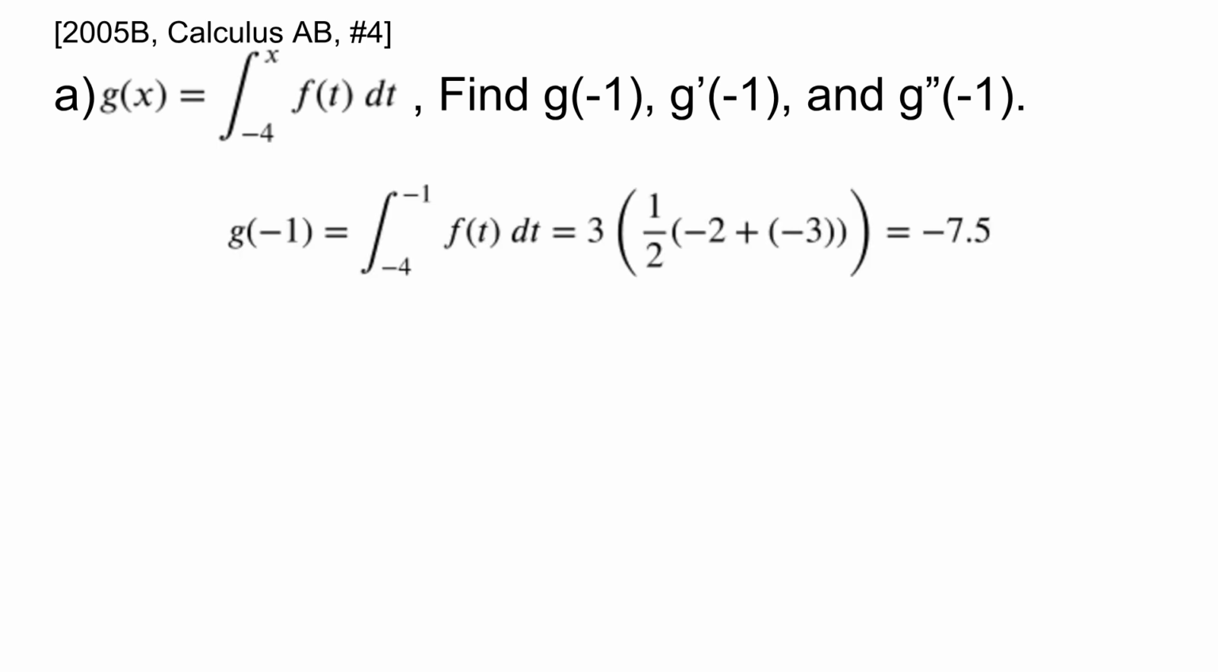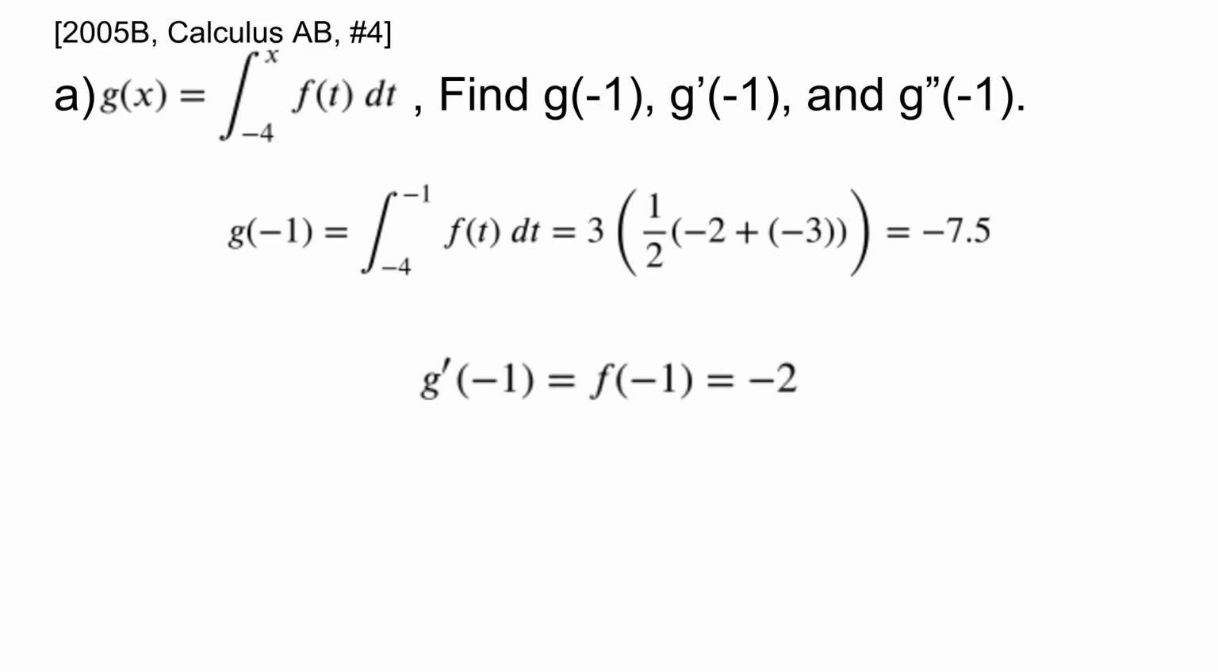G of -1, by definition, is the integral from -4 to -1 of f of t dt, which is 3 times the quantity 1/2 of -2 plus -3, and that turns out to be -7.5.